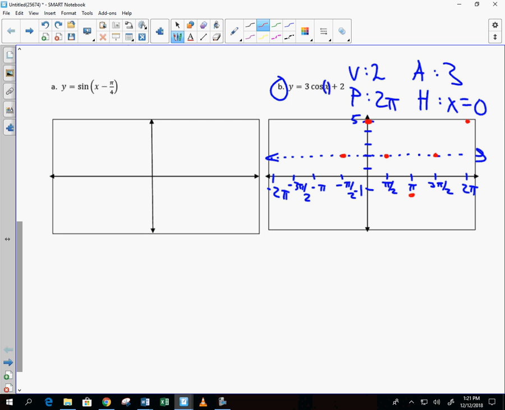So then we just go backwards and we do the exact same progression, and you can see the shape that you get.